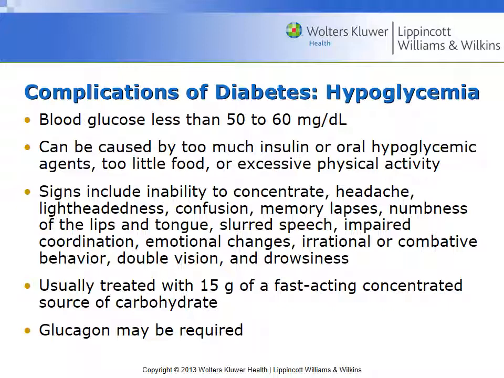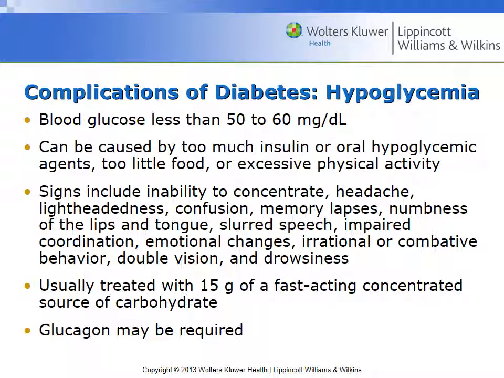Signs of hypoglycemia include inability to concentrate, headache, lightheadedness, confusion, memory lapses, numbness of the lips and tongue, slurred speech, impaired coordination, emotional changes, irrational or combative behavior, double vision, and drowsiness.